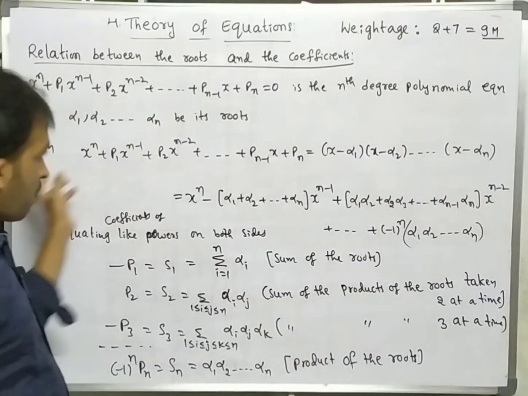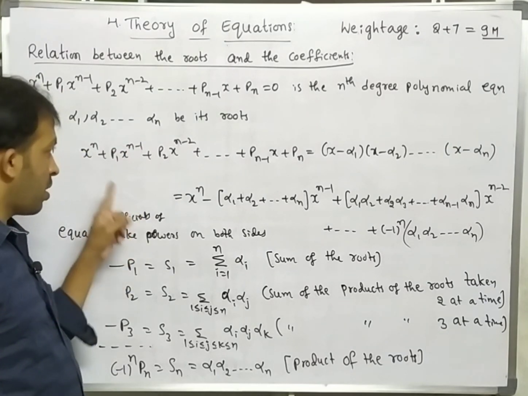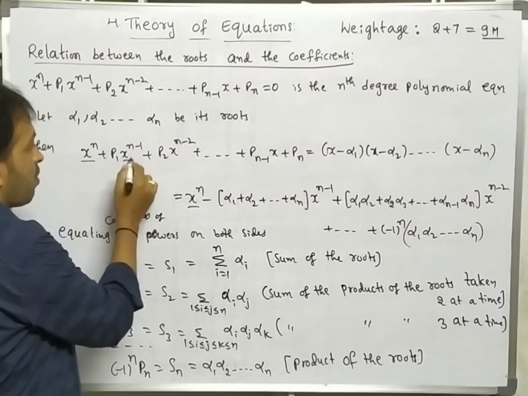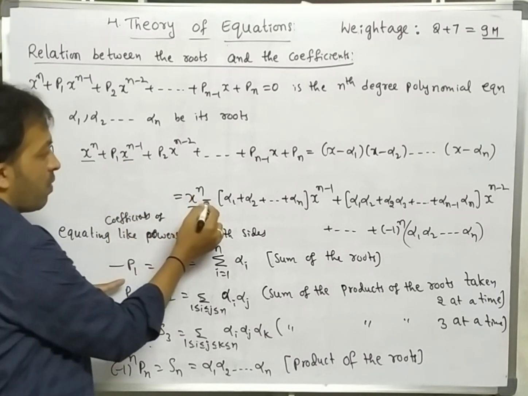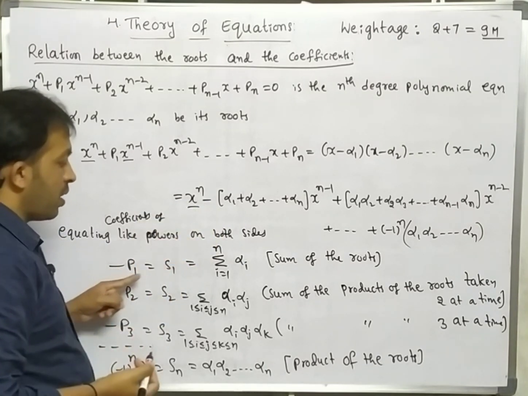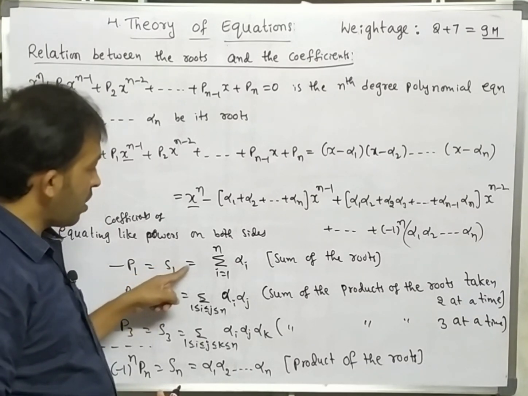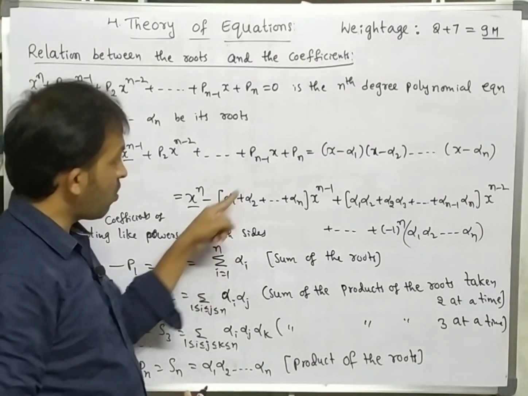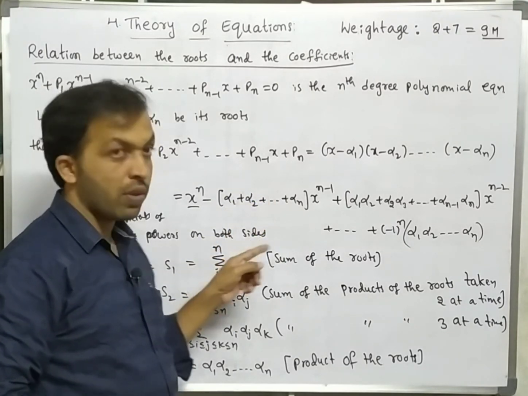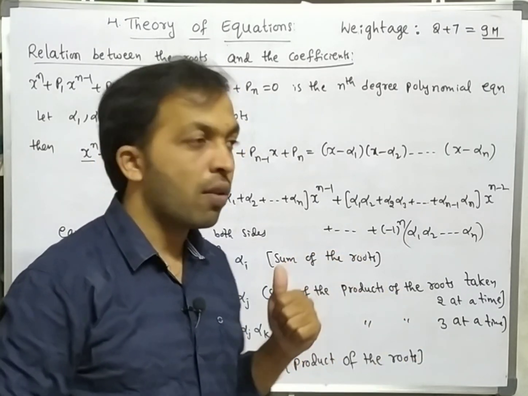Now comparing like powers of the coefficients on both sides. Here the x power n coefficient is 1, and the x power n minus 1 coefficient is p1, and here we have a minus, right? So minus p1 is equal to the sum of the roots, which is indicated with s1. That is s1, which is equal to the summation of alpha i from i equals 1 to n, which is alpha 1 plus alpha 2 plus alpha 3 plus so on alpha n.